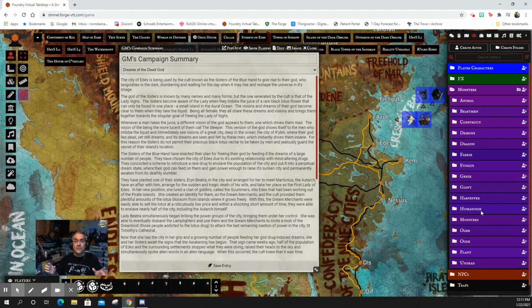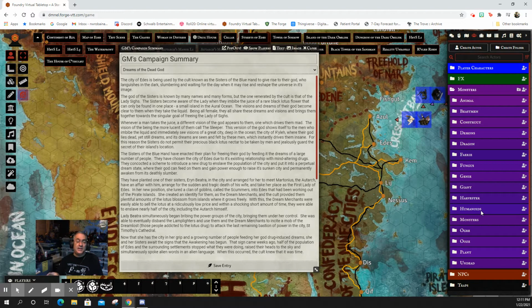And there is a threat that she interjects into the dream that incites these, what they're called, the collective term for the people strung out on the lotus blossom is the dream lost. So she incites the dream lost into this sleepwalking mob that attack St. Timothy's Cathedral with the help of the lamplighters and the dream merchants, and they raze it to the ground, basically.